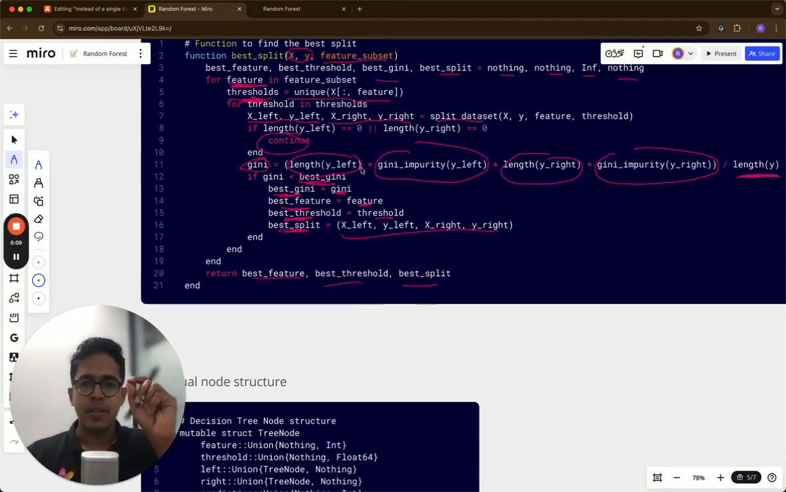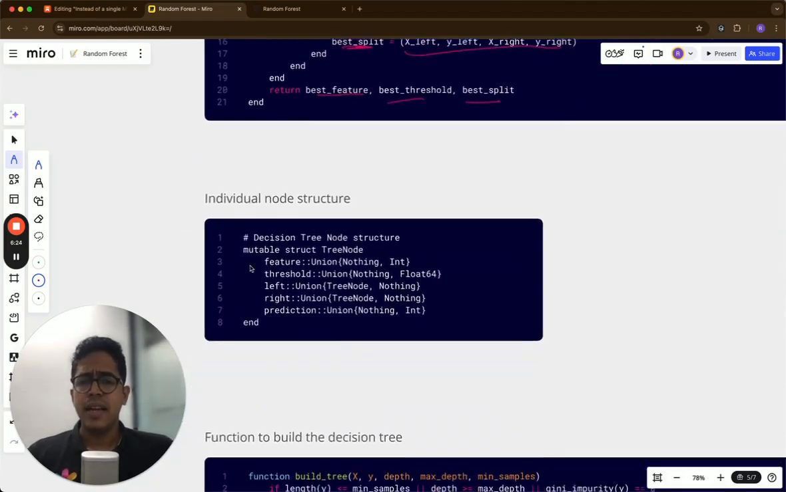Now, remember, this is just for one node. You have to do this for all the nodes in the tree. So still you have not constructed any tree. This function simply constructs one node, the splitting of one node. Okay. Now, this is the individual nodal structure.